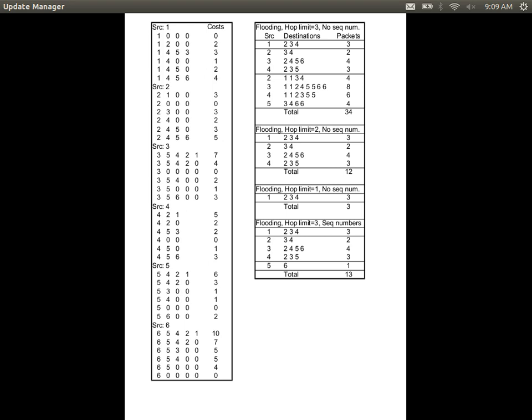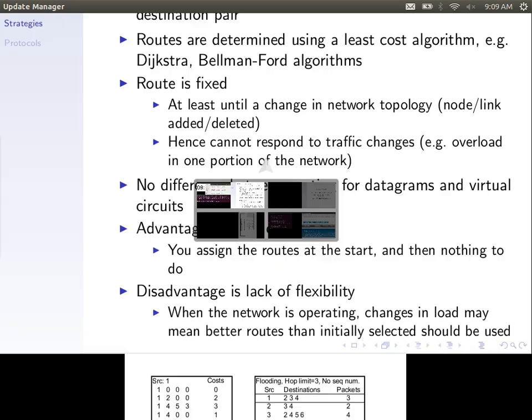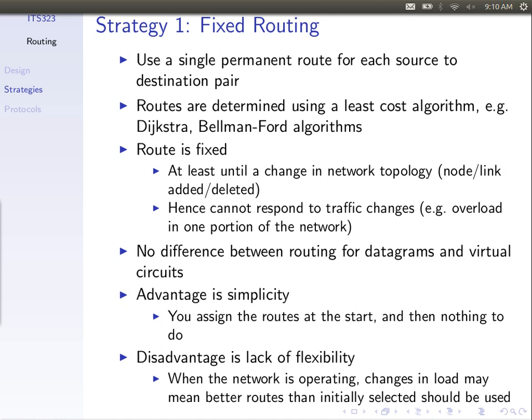So in fixed routing, we calculate those shortest paths, the least cost paths from every source to every destination, and then store them somewhere. It depends whether we're using a centralized approach or a distributed approach. We can store them in some special central node or store them distributed across each of the nodes in the network. We'll see those two examples in a moment.